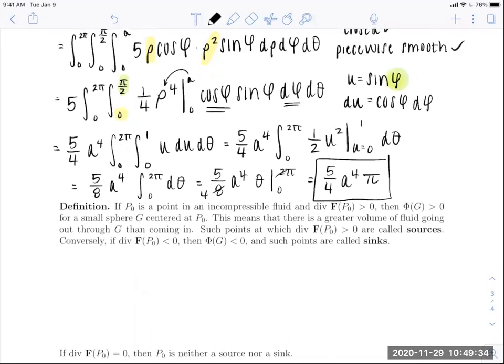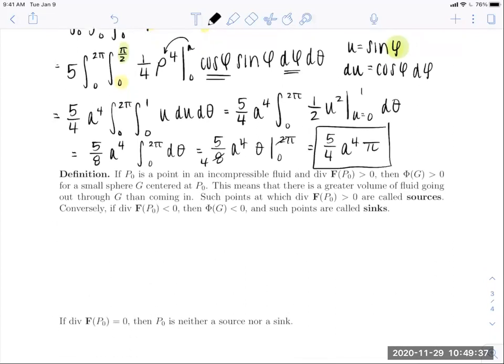All right, so we've seen a couple of examples of computing flux via the divergence theorem. Next, we want to talk a little bit about sinks and sources. So we have a definition here. If P naught is a point in an incompressible fluid, and if the divergence of the vector field F at P naught is positive, then the flux across G is positive for a small sphere G centered at P naught. So this is telling us what's happening nearby the point P naught at which we're evaluating our divergence.